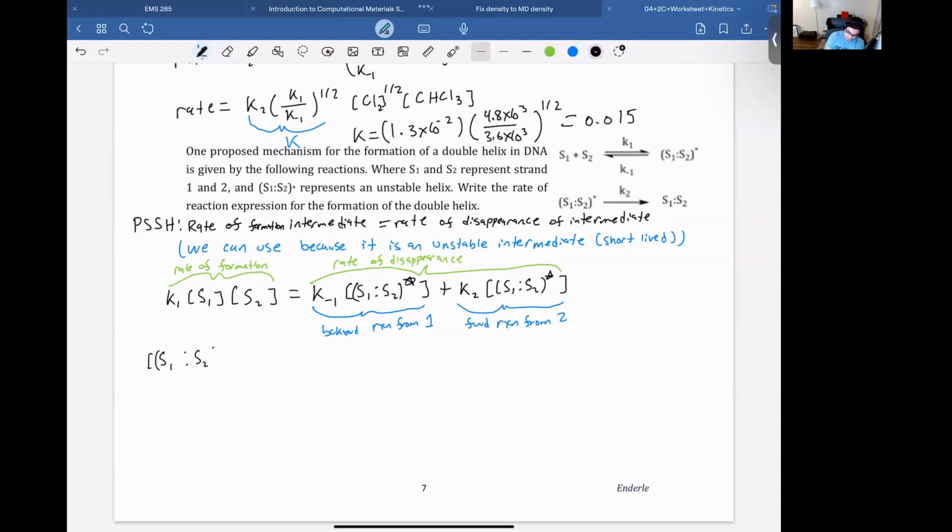S1, S2. We get, so you're factoring these out from the K1, K minus 1, and K2, right? So something like this. K minus 1 plus K2, right? Then you divide both sides by K minus 1 plus K2. Concentration of S2 over K minus 1 plus K2. So now we have this.